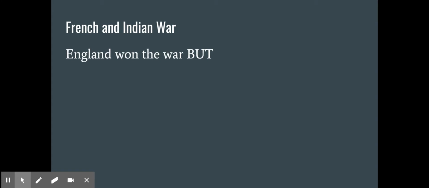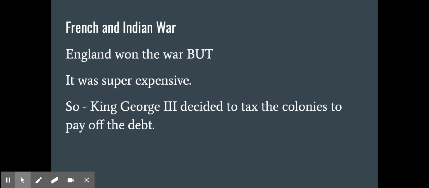So we've been learning about the French and Indian War in our social studies unit, and we know that England won the war, but it was super expensive because not only is war expensive because you need all the supplies, but also to fight this war, they had to get the British soldiers from Britain all the way across the Atlantic, and so that was a bunch of money as well. So King George III, that was king of the time in England, decided to tax the colonies to pay off the debt.